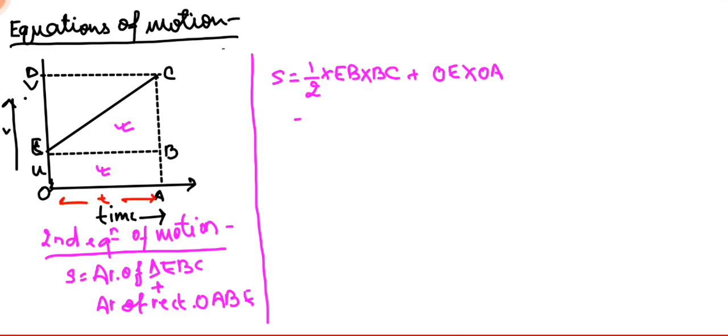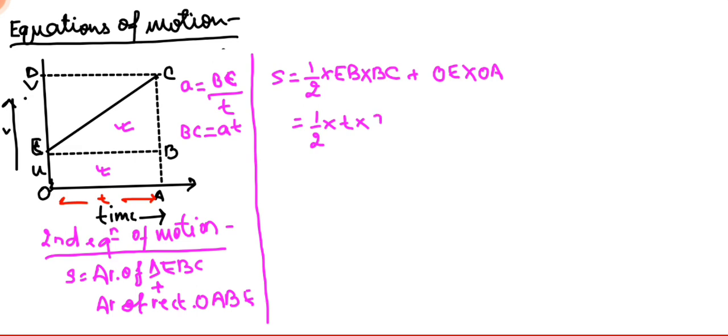Breadth is equal to OA. Now substituting the values, we get 1 by 2 into EB, where EB is equal to T, multiplied by BC. Students, in the first equation of motion, we have studied that the acceleration of the object will be equal to the slope of the velocity-time graph, that is BC upon T. Therefore, BC can be written as A multiplied by T.